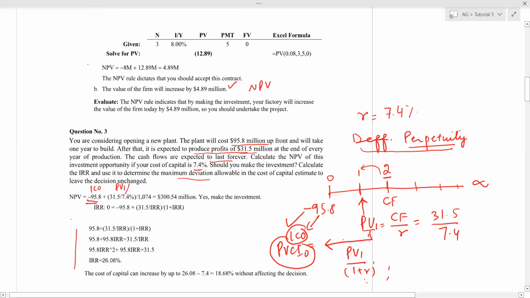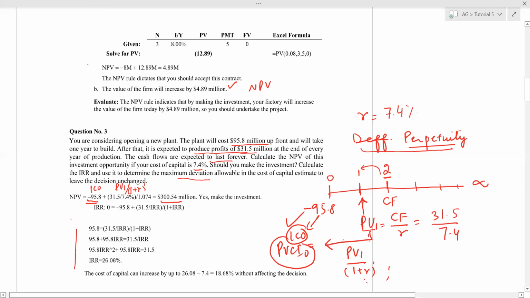So we are going to divide it by 1 plus R. So this is 1 plus R power 1. So the answer is 300.54 million. Since it is a positive answer, we are going to accept this project.